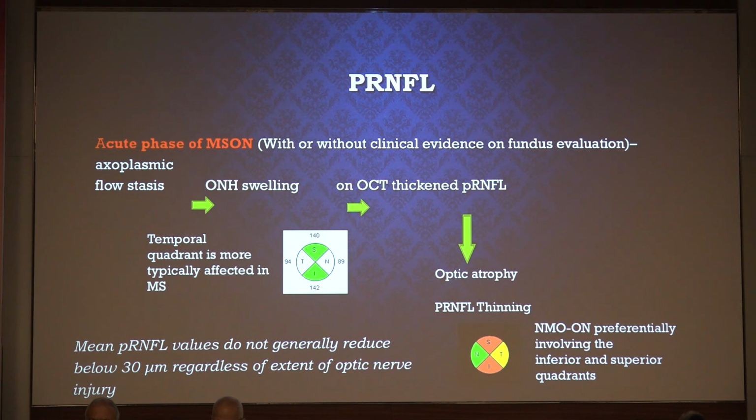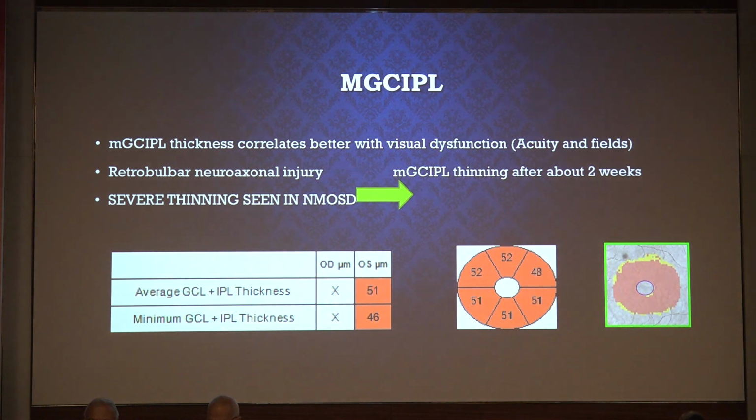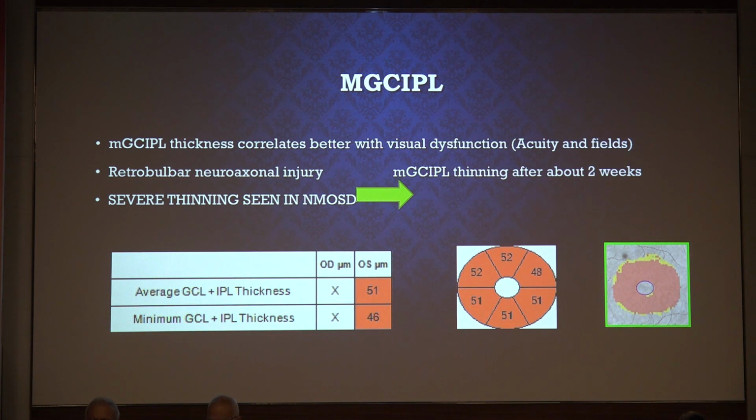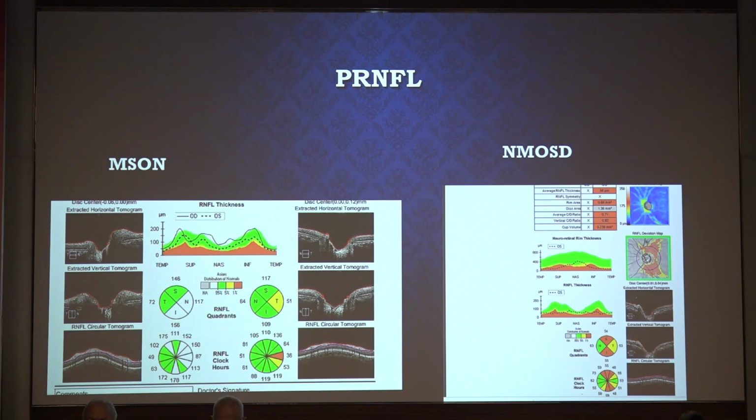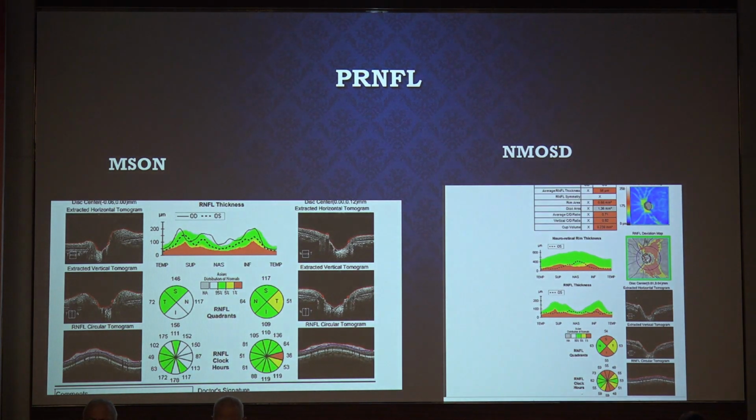But retinal nerve fiber layer thinning, you can't correlate it with the visual acuity or the fields of the patient. Whereas the ganglion cell layer thinning correlates very well with the vision and also with the visual fields of the patient. In NMO, again, this layer is severely thinned out. You see a lot of red there in NMO spectrum disorder optic neuritis. It takes around 2 weeks. We saw that thickening of the RNFL is immediate. This takes 2 weeks.